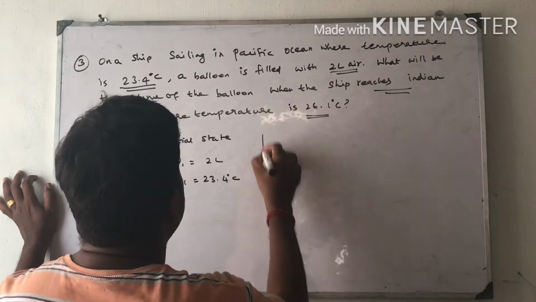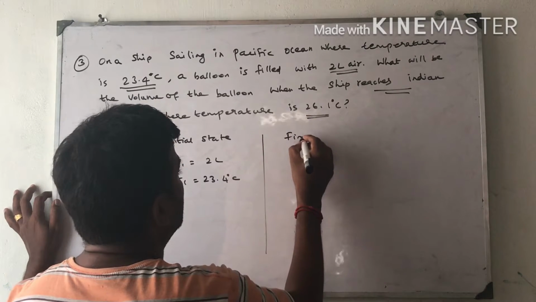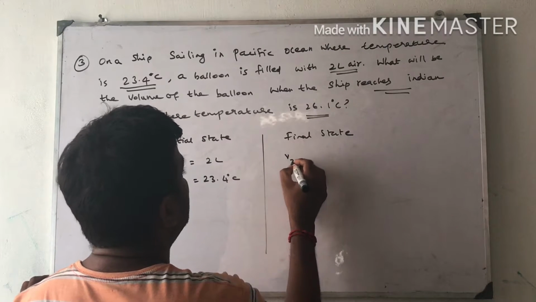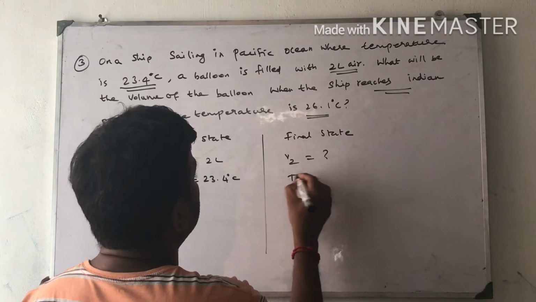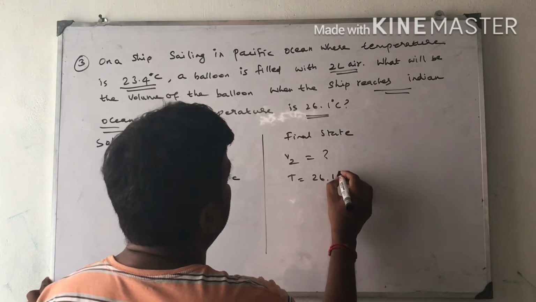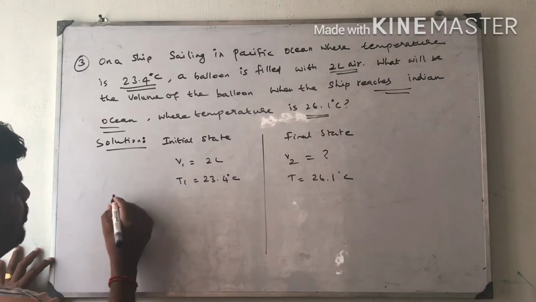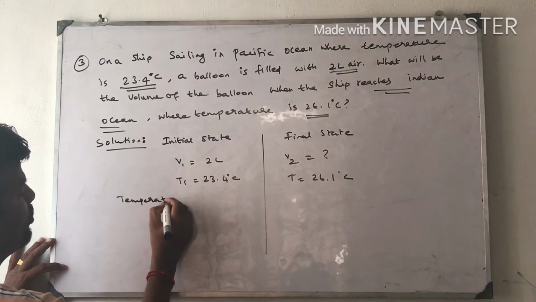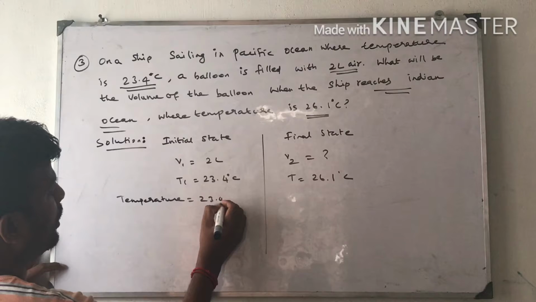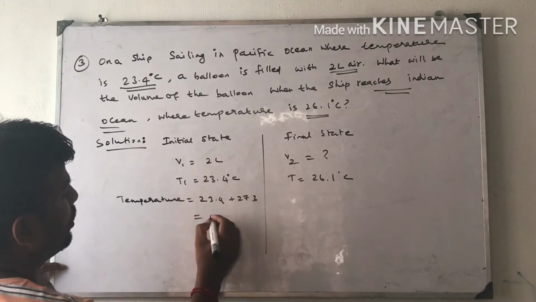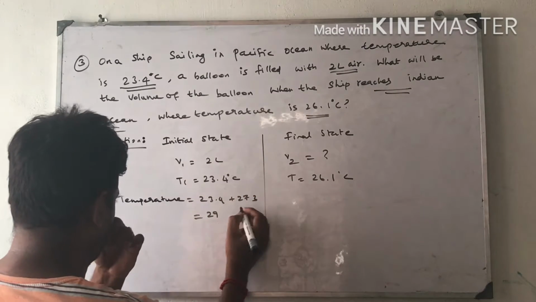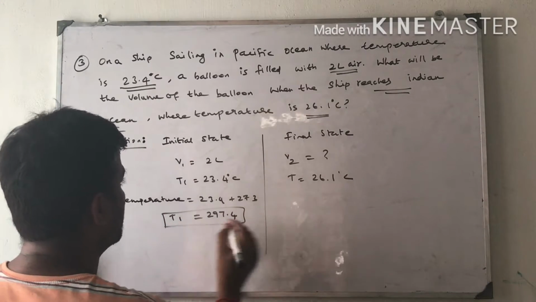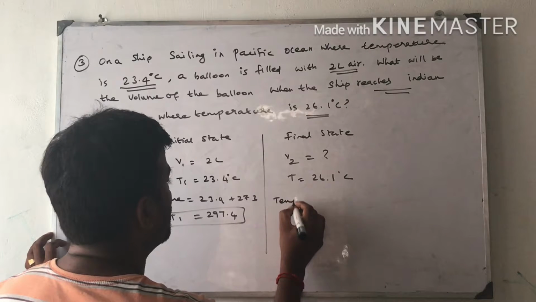Next one is final state. What are the things given? V2. What is the volume? Don't know. Temperature 26.1 degrees Celsius. Convert. Temperature is equal to 23.4 plus 273 is equal to 297.4. This is T1. Next one is temperature here.